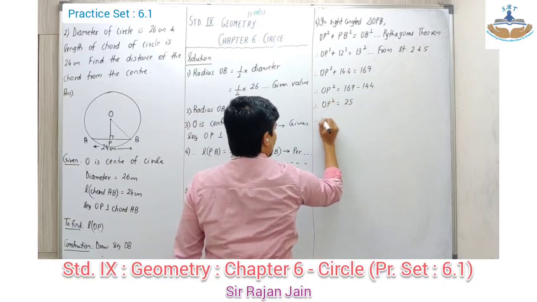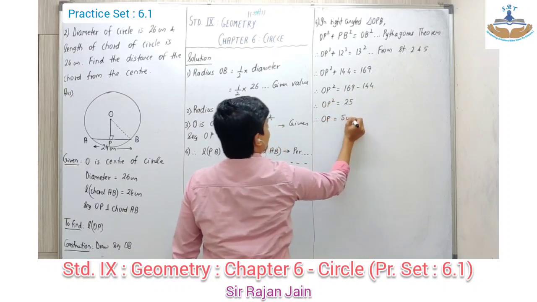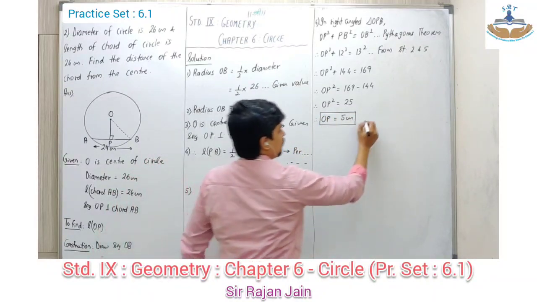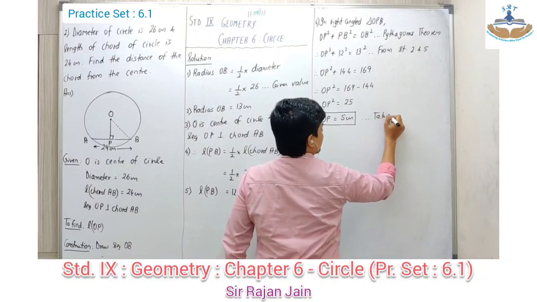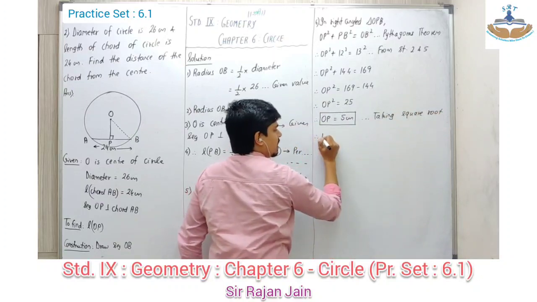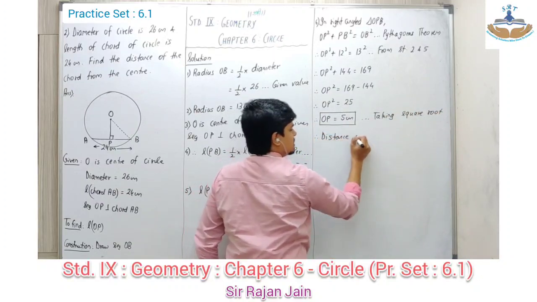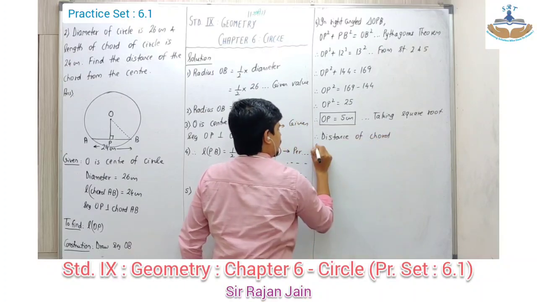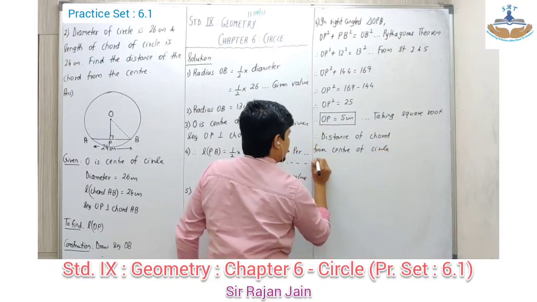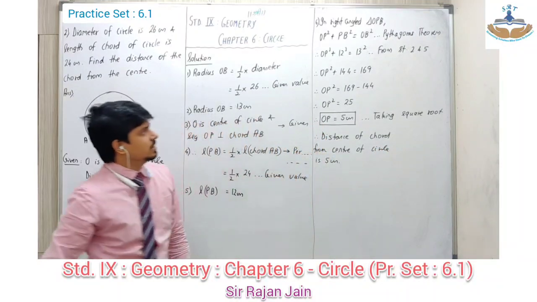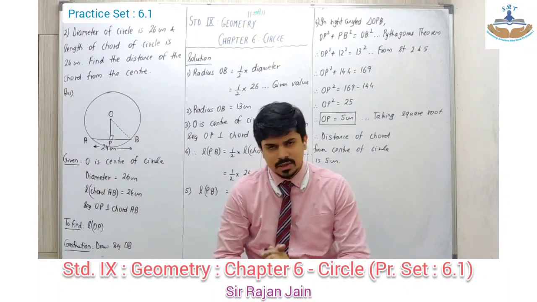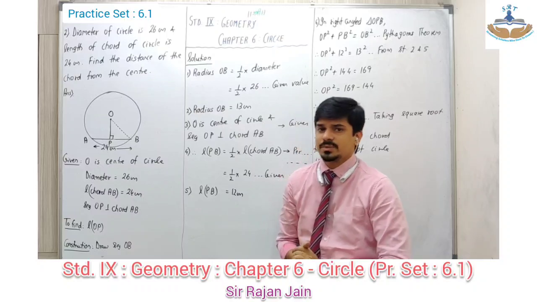ये हो गया OP square. When I take square root, OP will be 5 centimeter. Final answer always write in statement form. First of all, इधर तो आप लोग reason दे दो, taking square root. Then final statement. Therefore, distance of chord from center of circle is 5 centimeter. Understood? Here also to solve the sum you are making use of Pythagoras theorem. Simple? Okay. Chalo, now let's go to question number 3.